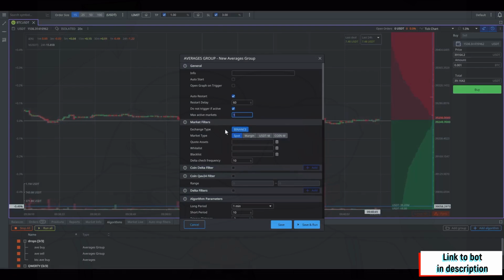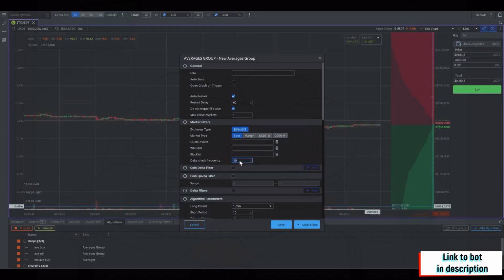Exchange type allows us to choose from currently supported exchanges, currently only Binance. Market type allows us to choose market type: spot, margin, futures or delivery market. Quote sets allows us to choose a quoted market type. If you, for example, want to trade the whole market in relation to Tether, then enter USDT in this field and press enter. Whitelist allows us to use a specific list of pairs in a specific market. After entering the pairs, press enter. Blacklist allows us to exclude certain pairs from trading on the specific market.